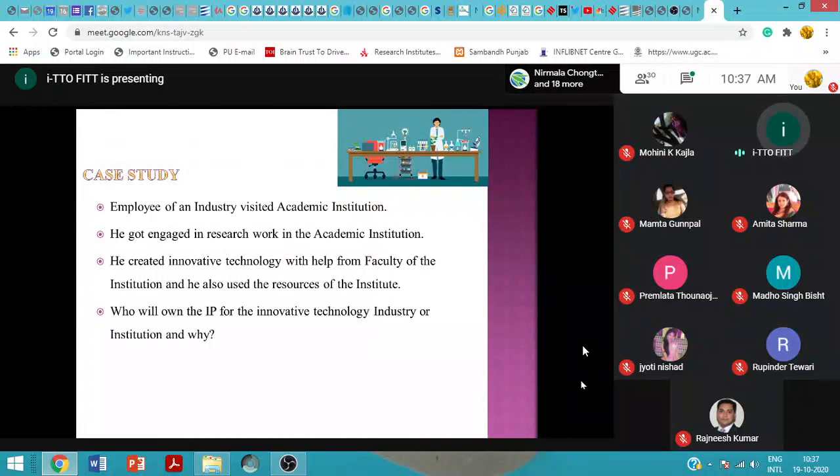Okay, there is one case study. Anyone can answer. There is one employee of an industry who visited an academic institution. He got engaged in research work in the academic institution. He created an innovative technology with help from the faculty of the institution, and he also used the resources of the institution. Now, my question is, who will own the IP for the innovative technology, industry or institution, and why?